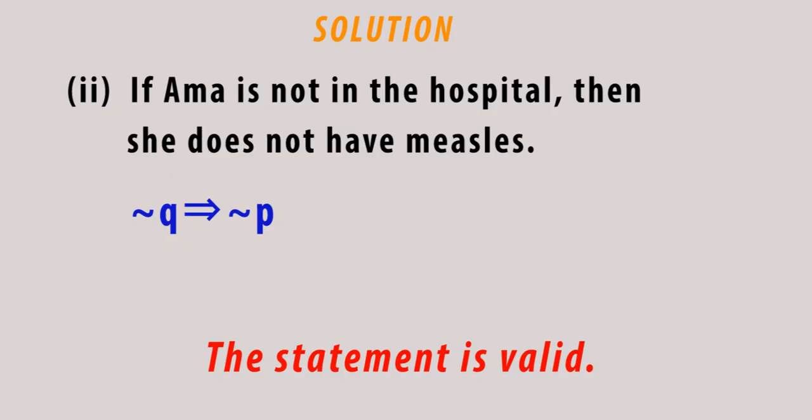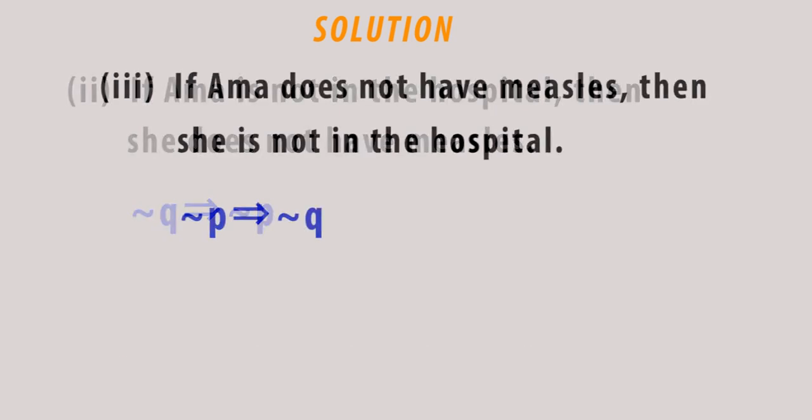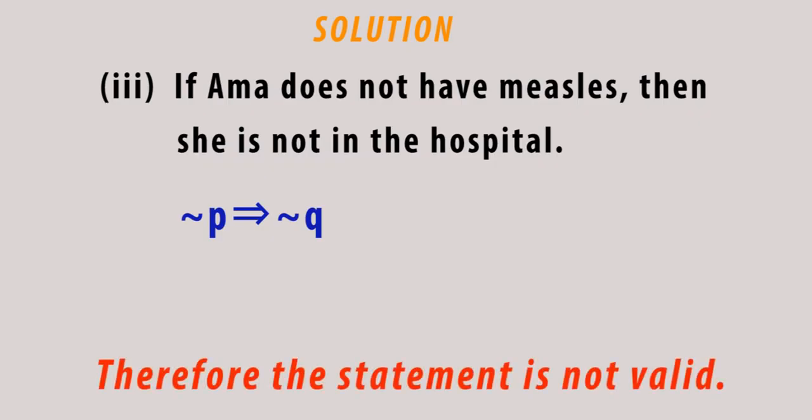I hope you are getting along with me. Let's take the third one. If Amma does not have measles, then she is not in the hospital means not P implies not Q. But no. That is not what we have taught. We have not said that. Therefore, this statement is not valid. Good.